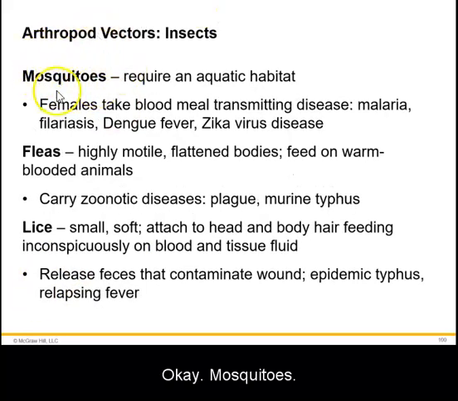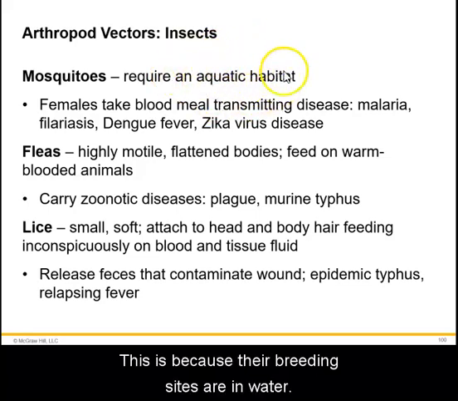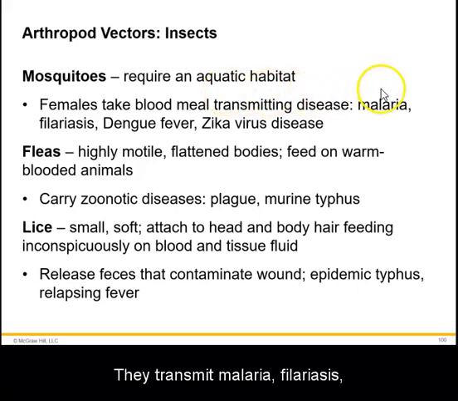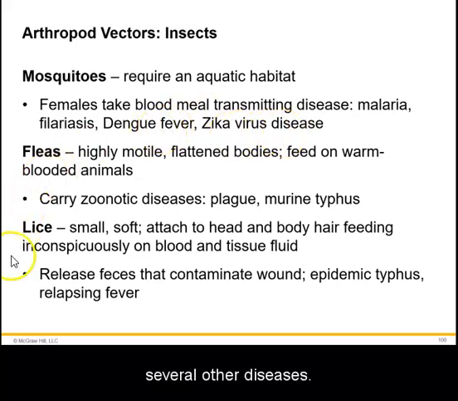Okay, mosquitoes. These guys require an aquatic habitat. This is because their breeding sites are in water. Females take a blood meal, and that's how they're going to transmit disease. They transmit malaria, filariasis, dengue fever, Zika virus disease, and several other diseases.